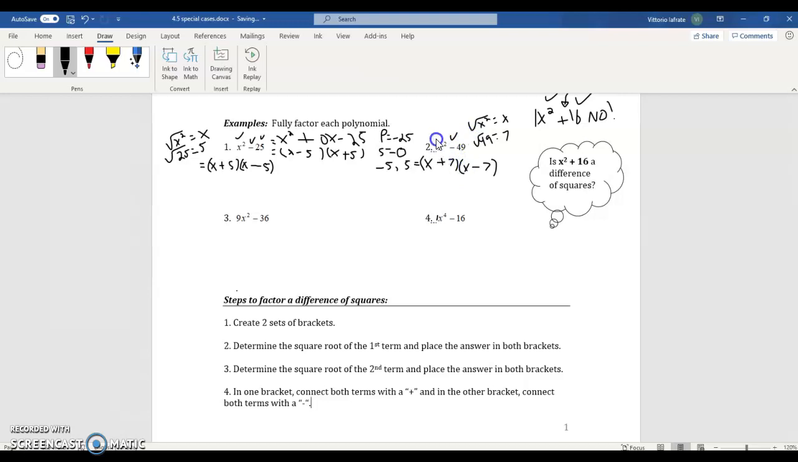You could have used the other method, like I said. You could have just viewed this as x squared plus 0x minus 49. You would have had to find two numbers whose product gives you minus 49 and whose sum gives you 0. And you would have found that those two numbers are negative 7 and 7. And you would have simply done x plus 7 and x minus 7. And it would give you the same answer.